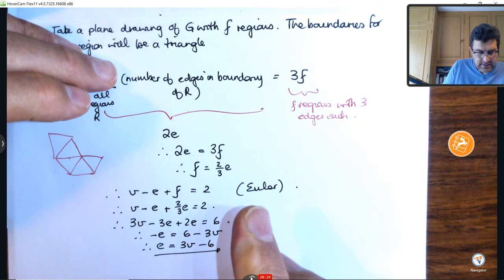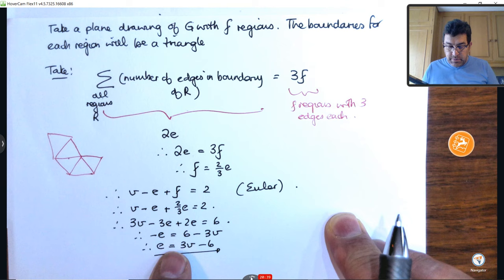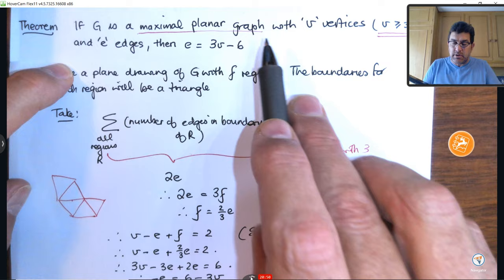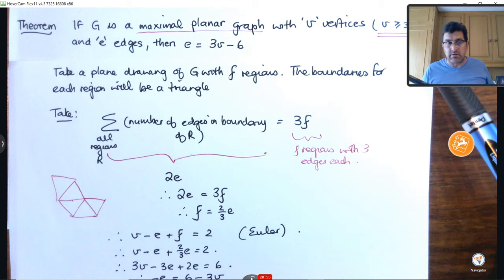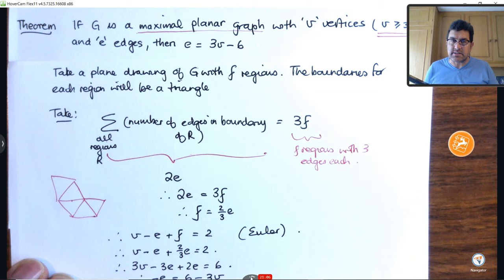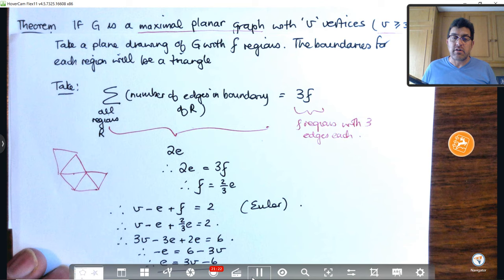So indeed, the number of edges in a maximal planar graph can be found if we know the number of vertices. So we have shown that if G is a maximal planar graph with V vertices, where V is bigger than or equal to 3, the number of edges E is equal to 3V minus 6. That we did by our little proof. We've got one more proof to do before we can look at the two things that are important in this chapter. I'm going to get the other proof ready for us.